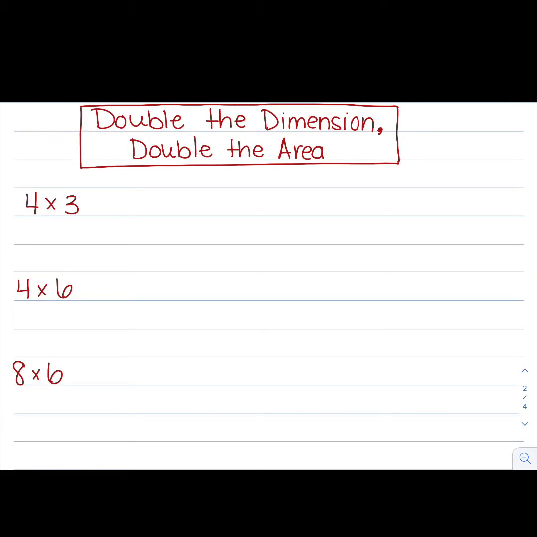Today's problem string is called double the dimension, double the area. I'd like for you to take a moment to write down this heading as well as these 3 problems or expressions. Make sure to leave some space so that you can jot down some extra notes.